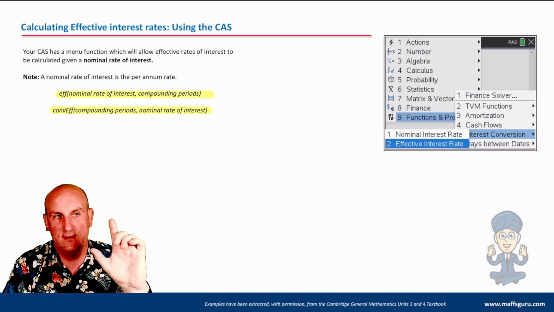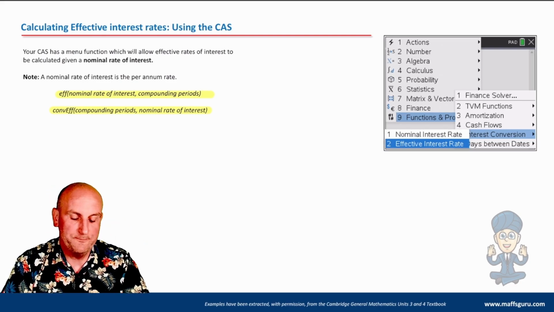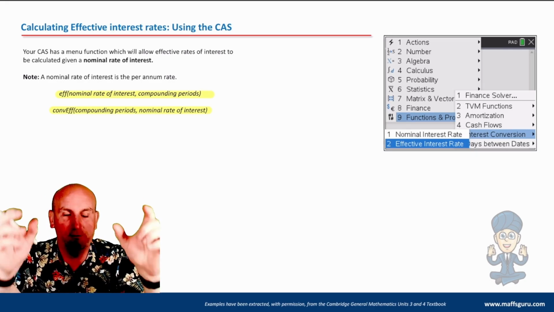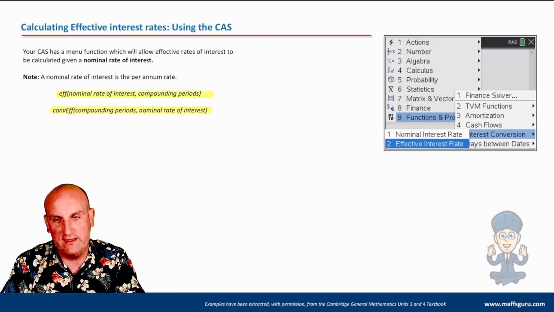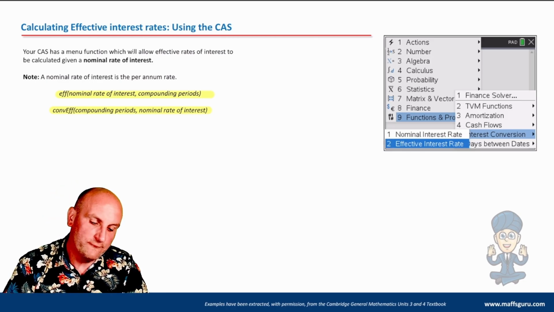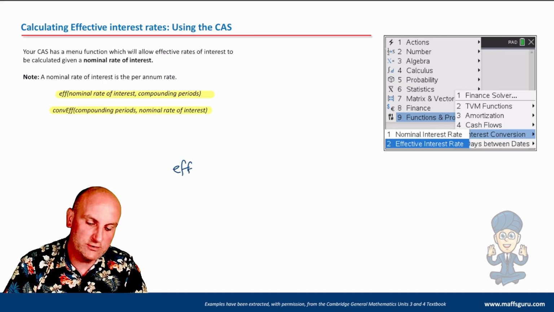And the ClassPad seemingly do it the other way around. Now, there is a way of getting your calculator to work this all out for you without having to do the table and the spreadsheets and all the numbers and finding out the interest. So obviously, let's do that now. For the TI Inspire, you have a function called EFF.